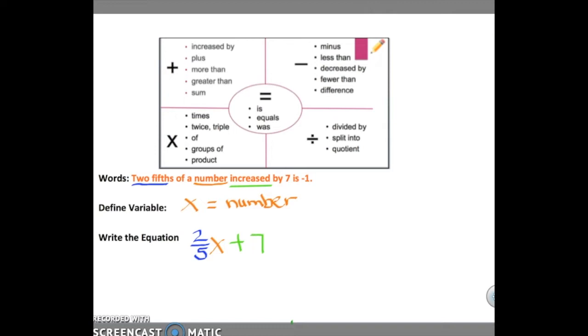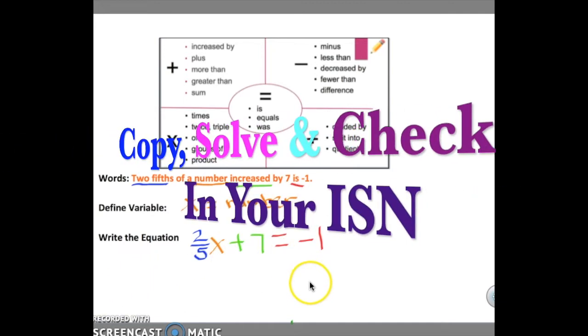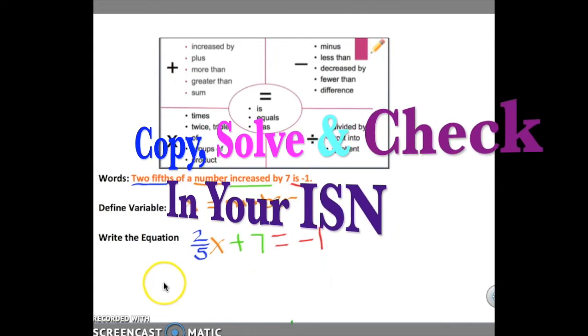Hope that's making sense so far. Is, once again, here's our is. Right in the middle here tells you that you need to use that equal sign. Equal -1. Hope that makes sense. Now I am not going to solve this problem. We already practiced solving two-step equations. So what I want you to do is to copy, solve, and check in your ISN. Be ready to discuss in class.